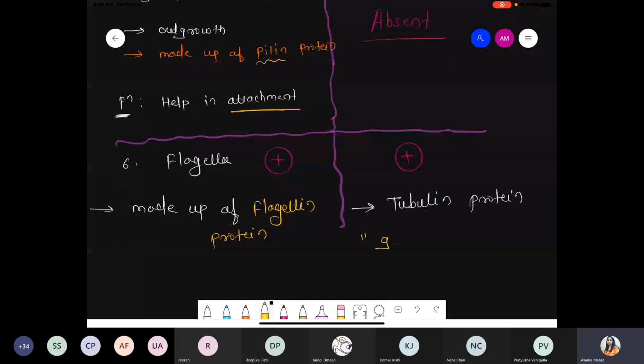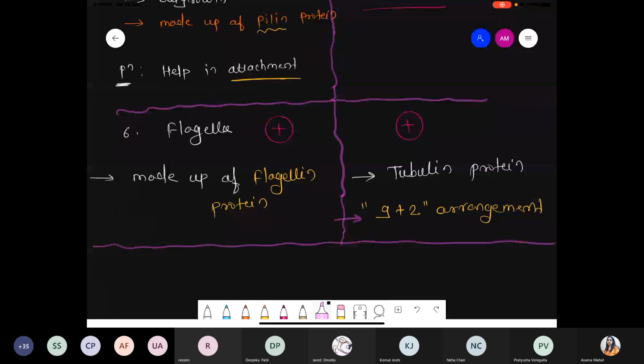They are showing a 9+2 arrangement. So what is the meaning of 9+2? The entire portion we'll discuss in the upcoming classes. 9+2 means it is made up of the tubulin protein. Two tubulin proteins are present at the center, and the nine are present toward the periphery. So we'll discuss that part later.